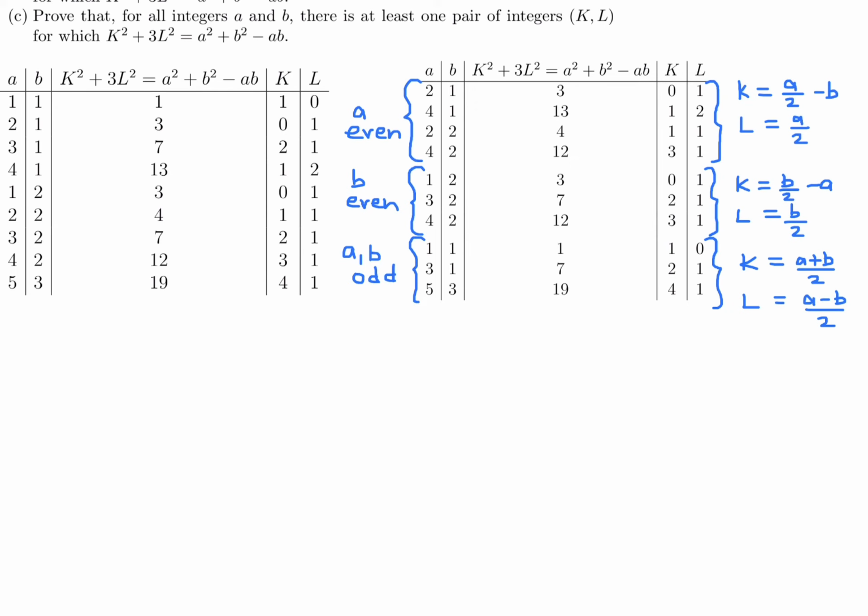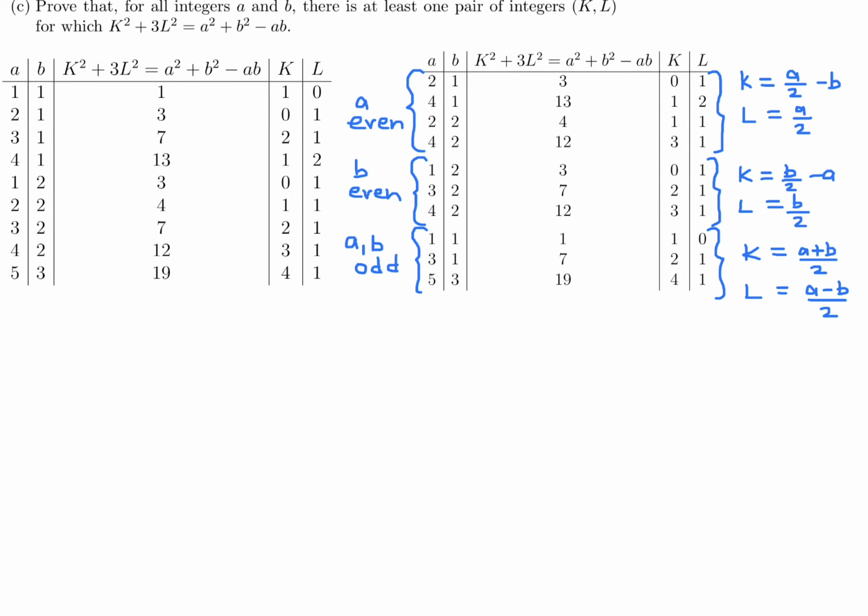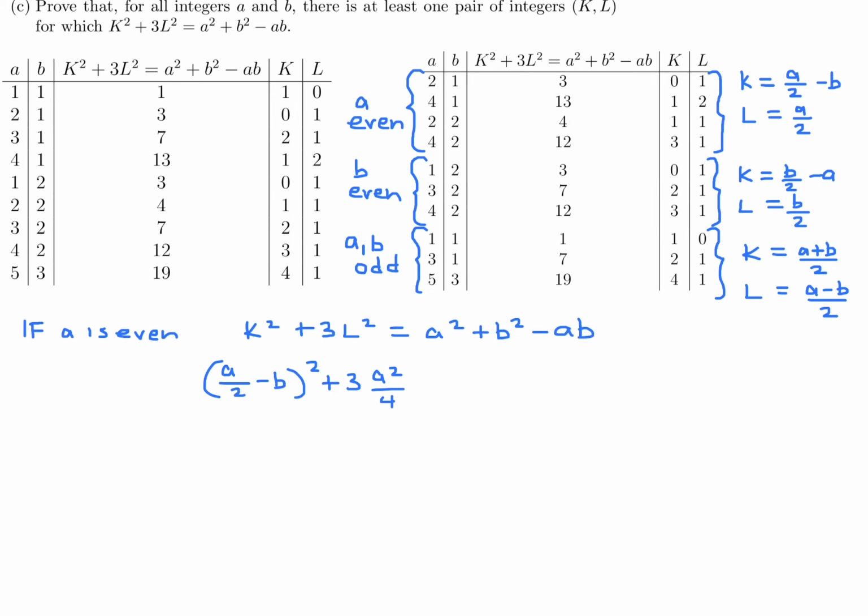Okay, so now what we have to do is plug it into the equation to show that it actually works. Let's start with if a is even. If a is even, then we've got to show that this equation holds true, that k squared plus 3l squared is equal to a squared plus b squared minus ab. Well, let's plug it in. These are our values for k and l. So that's going to be (a over 2 minus b) squared plus 3a squared over 4.